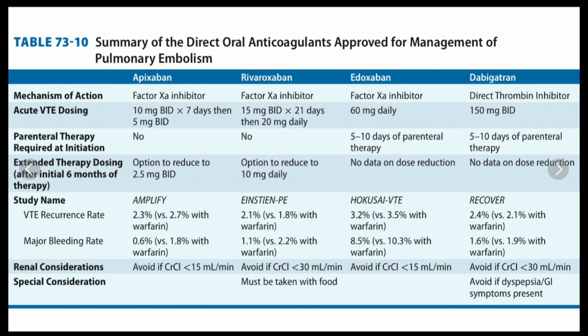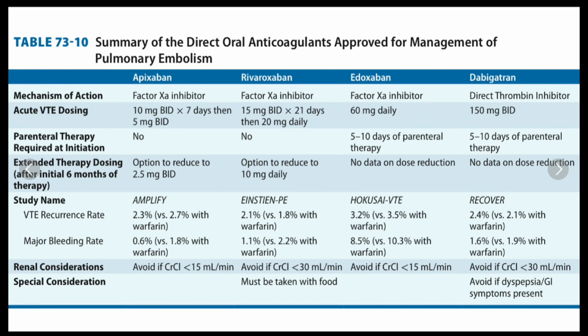So we can see apixaban, which is a factor 10A inhibitor. A 10 milligram BD dose is given for 7 days. Then we should give 5 milligram BD. There is no need for parenteral therapy at initiation. Then they are telling extended therapy dosing after the initial 6 months, we can reduce it to 2.5 milligram BD. The AMPLIFY study is there for apixaban. They are telling there is a reduced VTE recurrence risk of 2.3%, and the major bleeding rate is 0.6%. We should avoid it if creatinine clearance is less than 15 ml per minute.